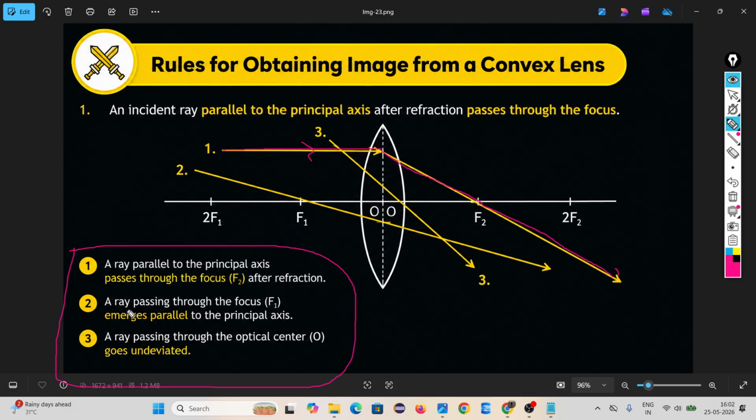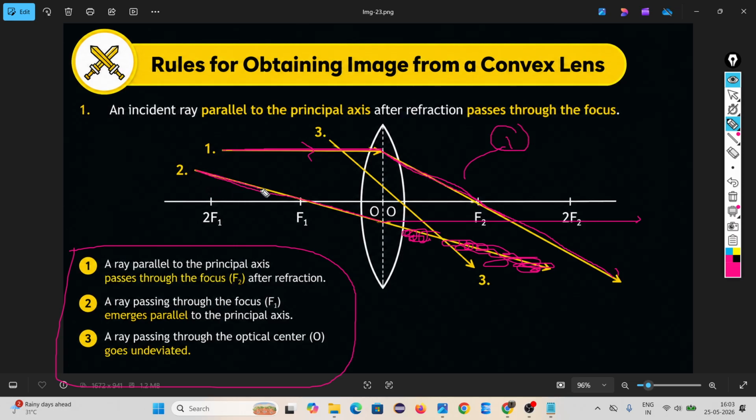Second case, a ray passing through the focus. Suppose a ray is passing through the focus. Emergence parallel to the principal axis. This is wrong. They go like this, parallel to principal axis. This is wrong. Don't look at this. First thing, if a ray is coming parallel to principal axis, it passes through the focus. This is rule number one.